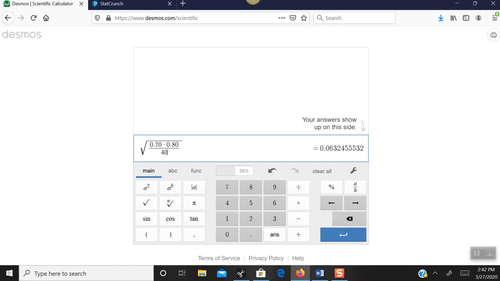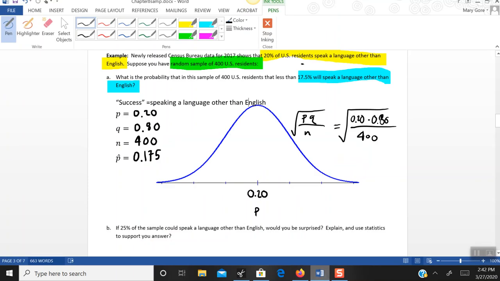Over 400. So you can see it looks exactly like what I wrote on the screen. And if I look at that, that equals 0.02. Keep that in mind, because now I'm going to go back and label that. That value is equal to 0.02. Now, I love to draw a fully detailed picture here. So I'm going to take that standard deviation that we just computed and label the graph.